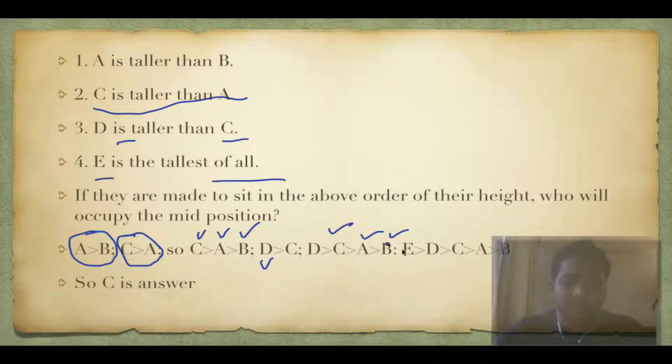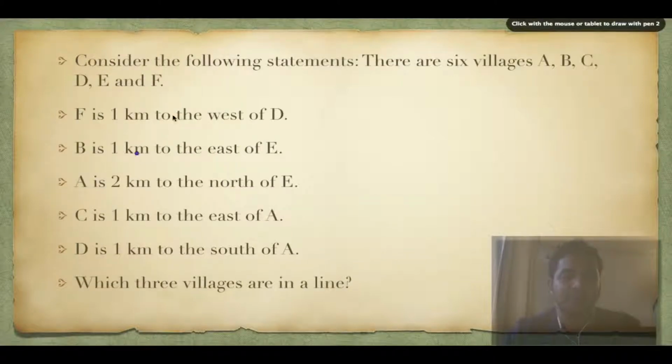And E is the tallest of all, so E has to come first. So now who is in the mid position, who is second, third, fourth? It's absolutely ridiculous. So you know E is the tallest, put E first. Then D is taller than C. So D second, C third, C is taller than A so A is fourth, A is taller than B. So it's as simple as that. No big logic whatsoever.